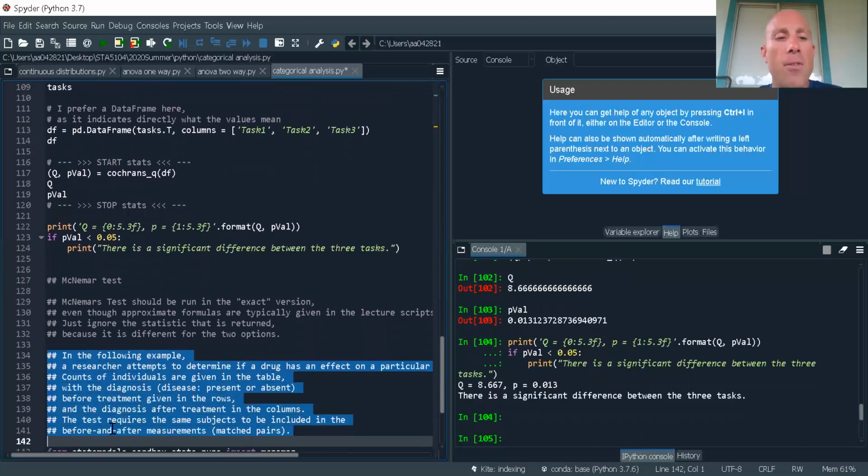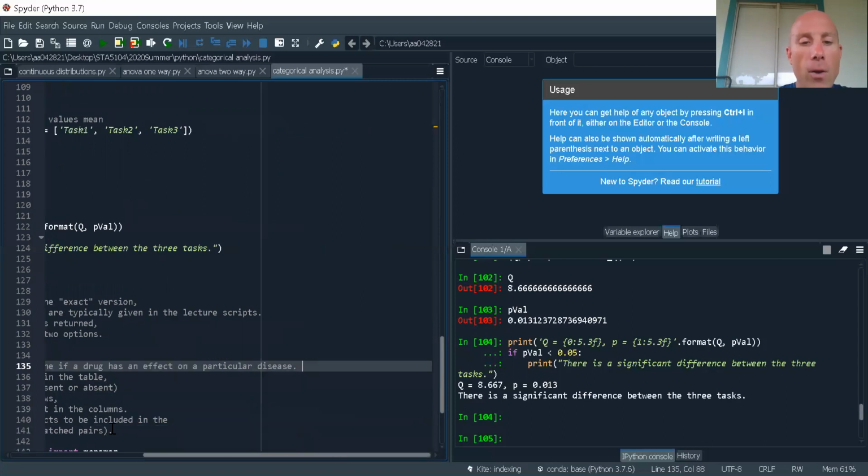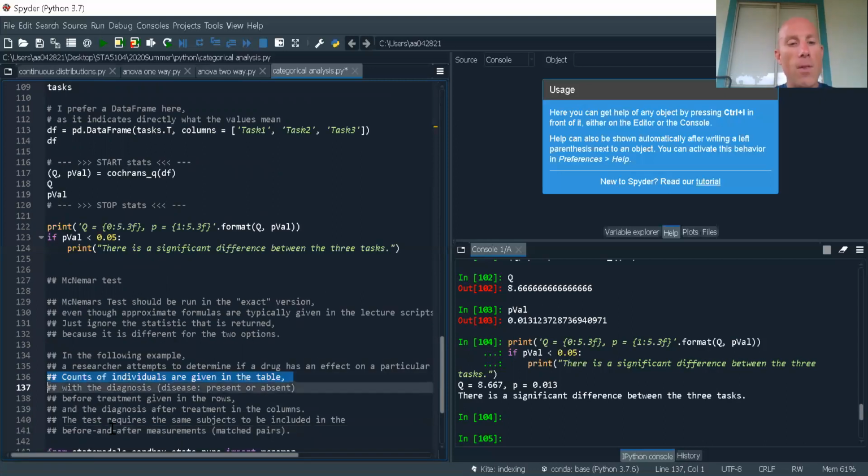This is one of the classical examples. A researcher attempts to determine if a drug has an effect on a particular disease. We've got counts of individuals in a table with a diagnosis. Before treatment is in rows, and diagnosis after treatment is in columns. Remember, because it's paired, the test requires the same subject to be included in the before and after measurements, that is, it's matched pairs.